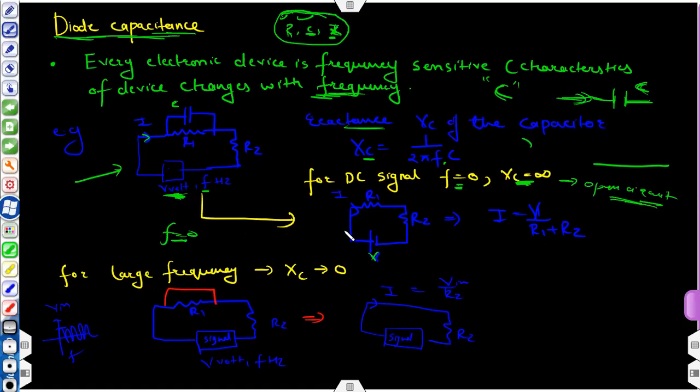Frequency will be 0. Since the frequency is 0, if you calculate the reactance of this circuit, it will be infinite. Infinite means open circuit. So this will be the equivalent circuit. Open circuit capacitance means it is not part of this circuit, and the value of I will be V divided by R1 plus R2.